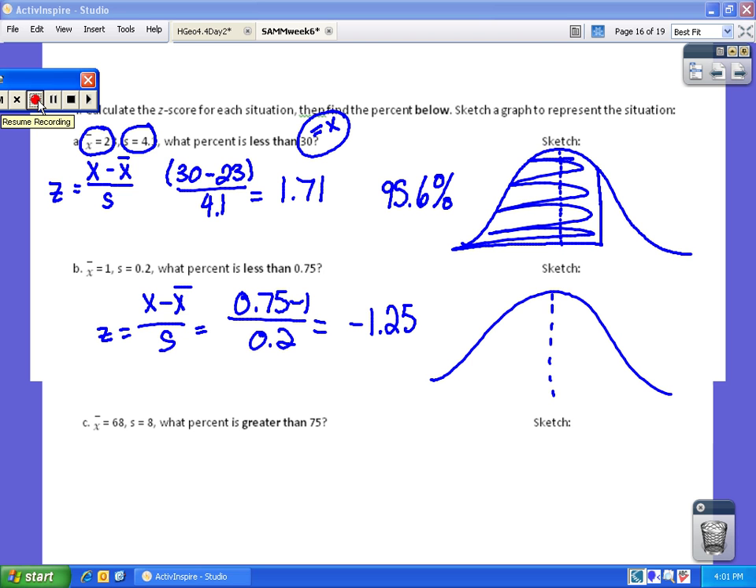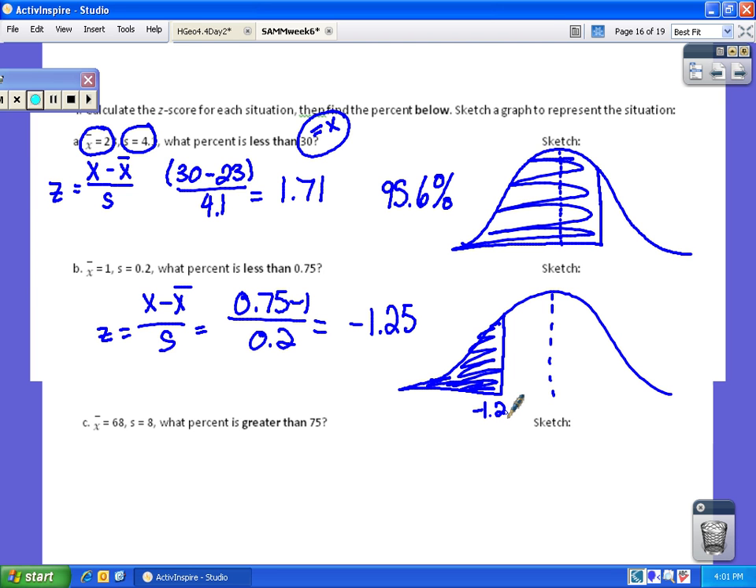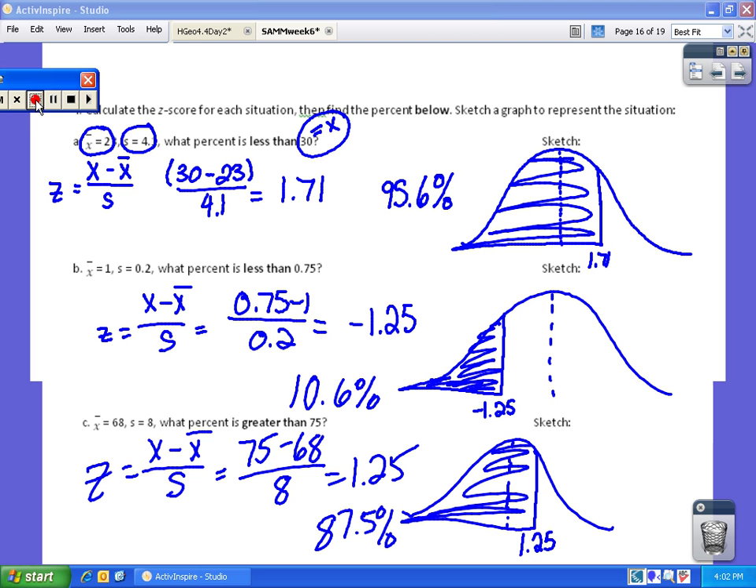When I plugged in x minus x bar over s, I plugged in 0.75 minus 1 divided by 0.2, and I got a negative 1.25. This time, since it's negative, I'm going to plot a point to the left, but I'm still going to shade to the left. When I plugged that into my calculator, I found that 10.6% of the data are less than 0.75.